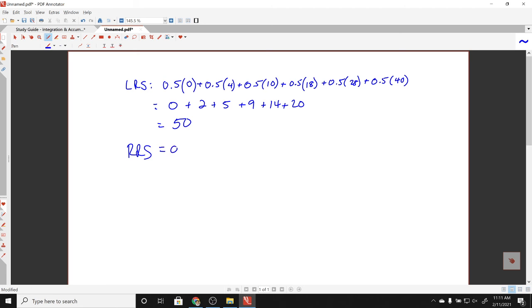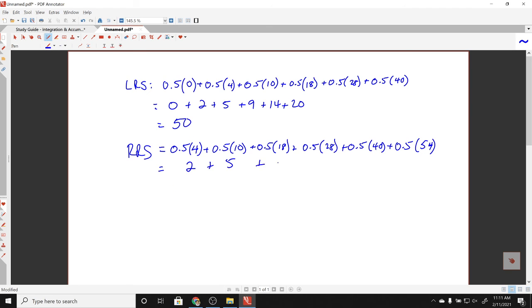All right, for the right Riemann sum, it's still going to be a width of 1/2, but now we're going to the right interval. So the first height is going to be 4, the second height is 10, the third height is 18, the fourth height is 28, the fifth is 40, and we add on that last piece, which is 54. Just as up above, these numbers are the same, so I have a 2, 5, 9, 14, 20, and 27. This piece here from up above gives me 50. We just did that calculation up here. Plus 27 is 77 for the right Riemann sum.